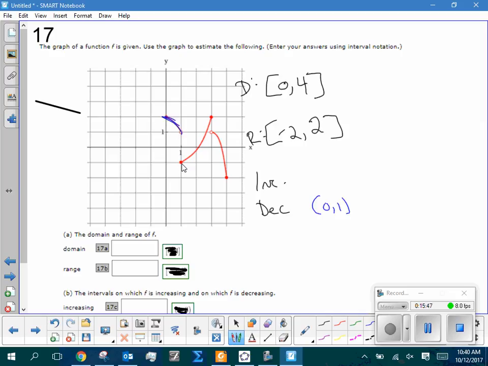But when I get to 1, there's a transition here. The transition says that everywhere I go from 1 this way, my y values are going to get bigger and bigger. So from 1 to 3, this little region here, that's increasing. And then hopefully we recognize that from 3 to an x value of 4, you're decreasing again. So 3 to 4, decreasing, and we union those.